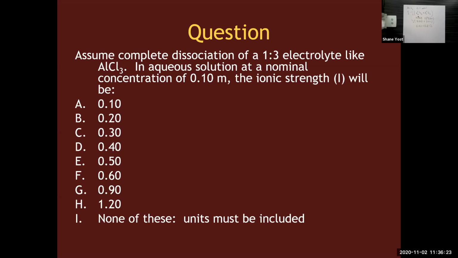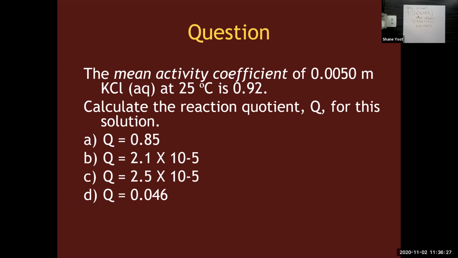Any other questions? All right. So the mean activity coefficient of a 0.005 molal potassium chloride solution is 0.92. What is the reaction quotient Q for this solution?